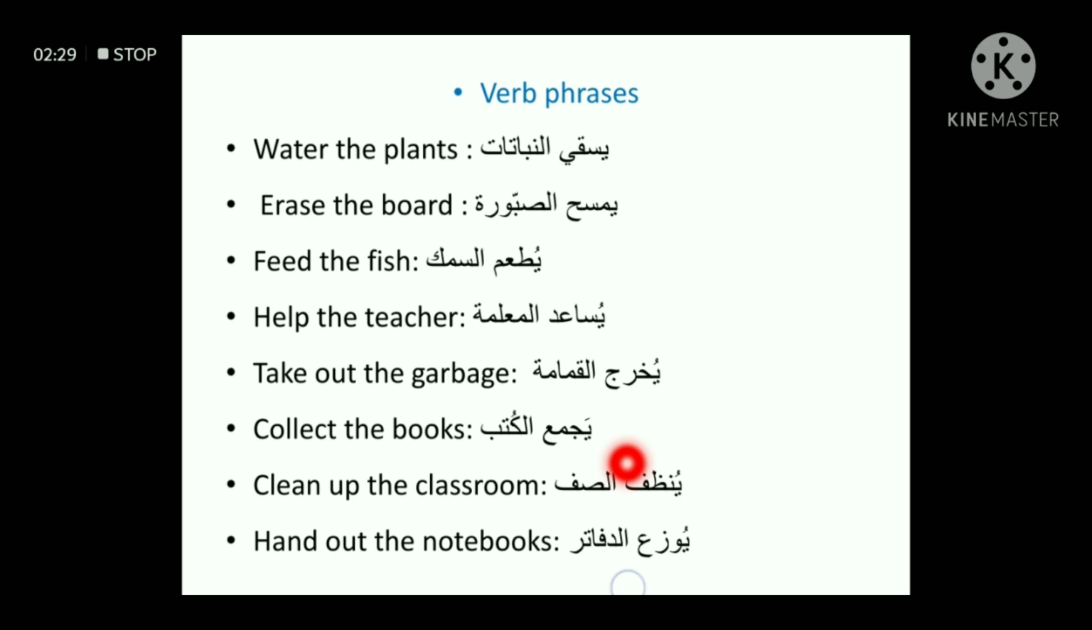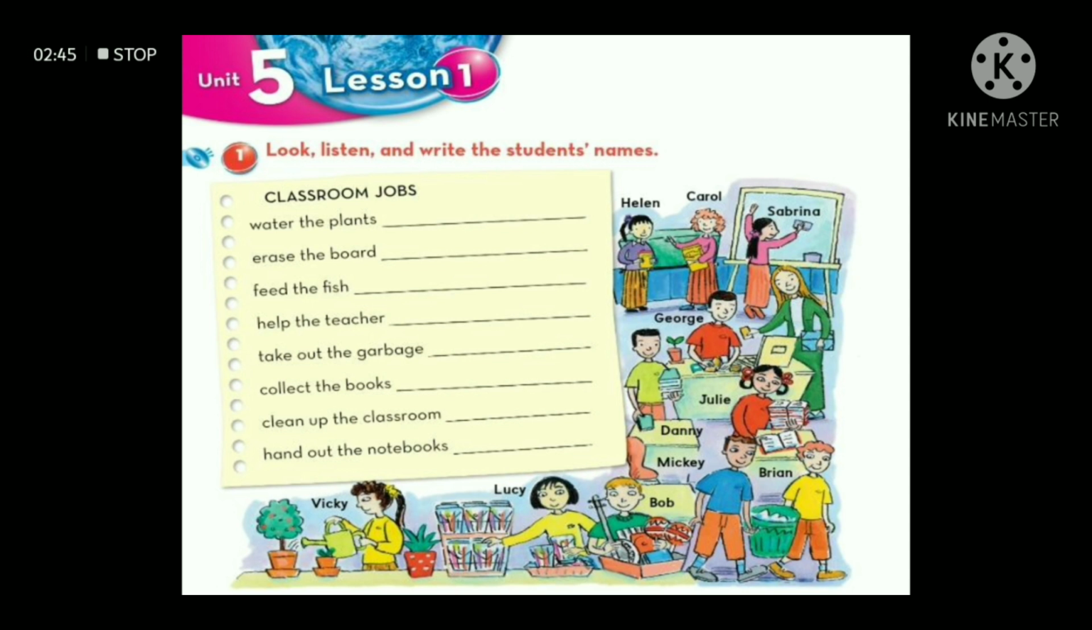So what is required from us is to memorize these verb phrases. We need to memorize the meanings of these verb phrases so that you can answer the questions that are related to them. So let's go back to the exercise. Since we know the meanings of these verb phrases, let's answer this question together. So we have the first one, water the plants.